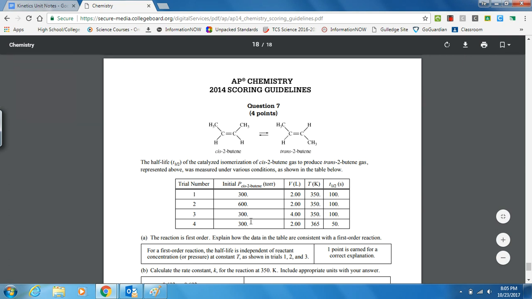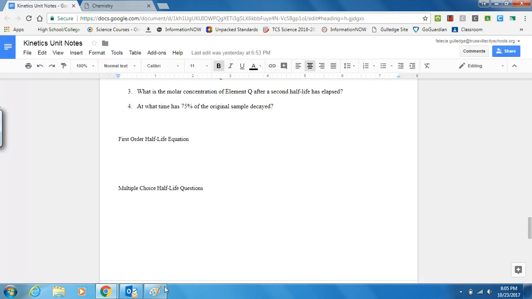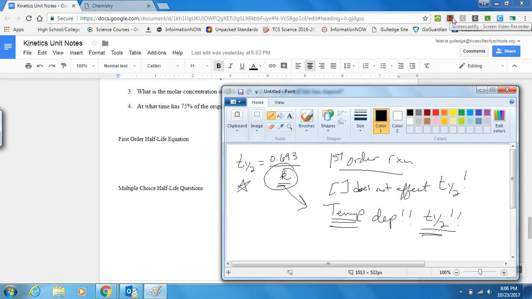But I keep concentration the same. Look at trial number 3 and 4. I keep concentration, or in this case, pressure the same, and my temperature is changing. You see, my temperature didn't change in trials 1 through 3, but my temperature is changing from 3 to 4, and guess what else changes? My half-life. So make sure you know how to apply this equation. Yes, how to calculate half-life. Yes, but most importantly, that this is the equation for first order reactions only. Okay? That's something very important to know.